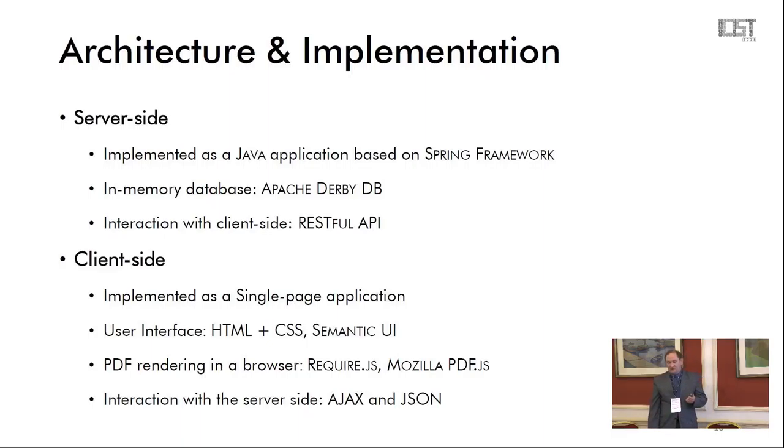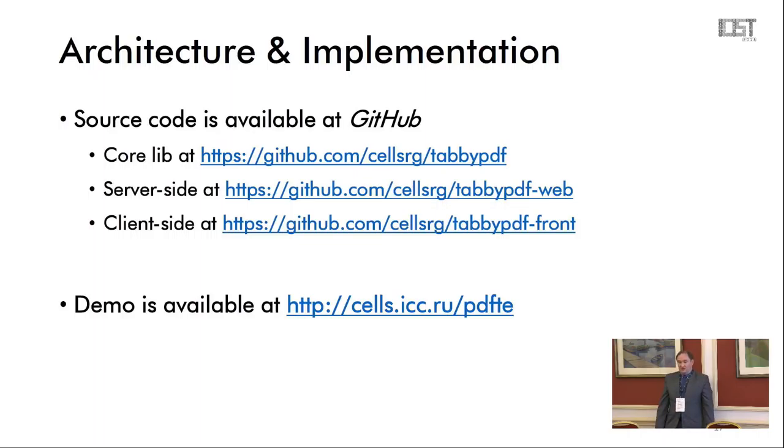The server is implemented as a Java application based on the Spring framework. As the in-memory database, we used Apache Derby, and all interactions with the client side go via a RESTful API. The client side is implemented as a single page web application. The user interface is presented in HTML, CSS, and Semantic UI, and rendering of PDF on the client side is made by require.js and Mozilla PDF.js. Interaction with the server side is via Ajax and JSON.